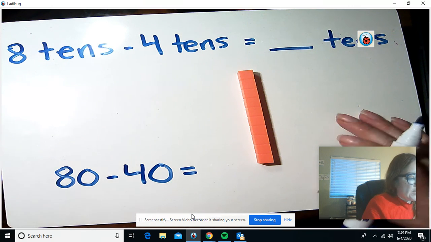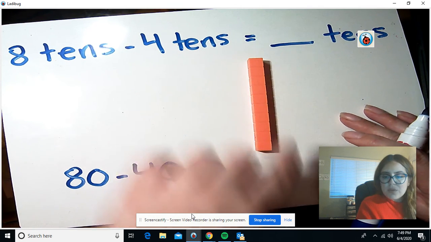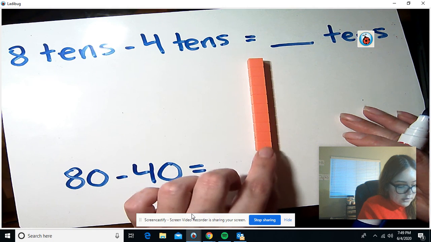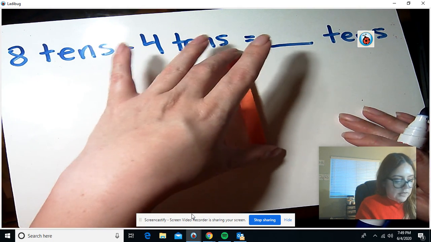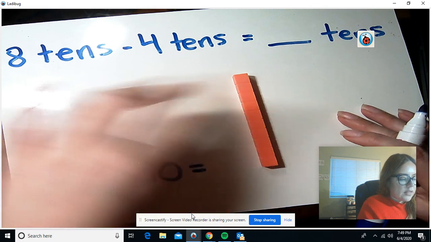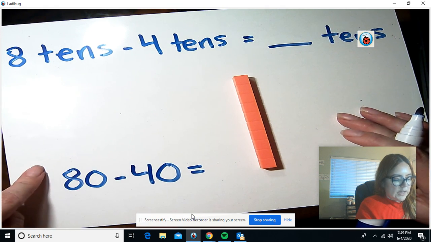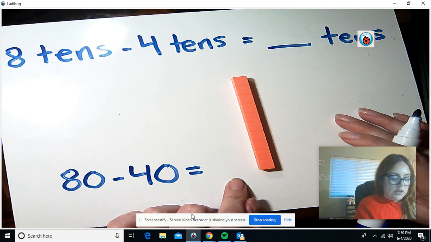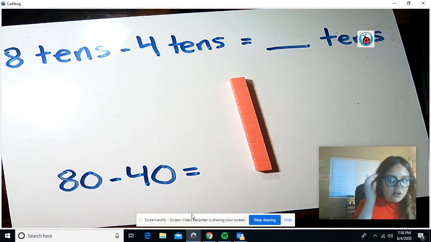Okay? So right here, when it says 8 tens minus 4 tens, we're talking about how many groups of 10. And over here where it says 80 minus 40, we're talking about how many little cubes. So up here, we're subtracting groups of 10, and down here, we're subtracting how many little cubes. This just makes it easier for us to subtract. If we know that 8 tens equals 80 and 4 tens equals 40, then we can easily find the answer without having to do all this math manually or with our hand. We just know it in our head.